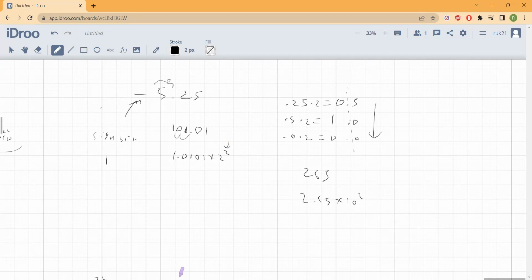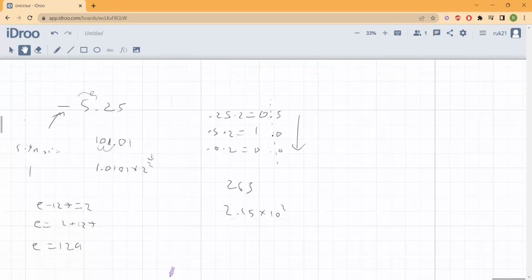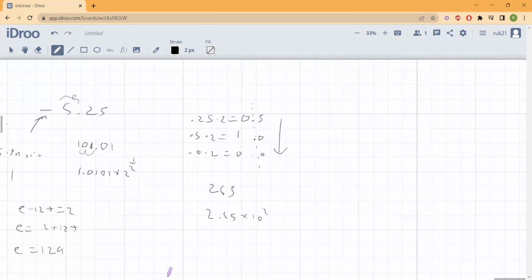So now what we see is we get our exponent over here. So it's 2. Now, if we remember from last time, the way we got our exponent was we did e minus 127 equals this number. So then we can find e using the same method. We're going to put 2 here, and then e is equal to 2 plus 127, which means e is equal to 129. So now we need to convert 129 into its binary form. So let's do that quickly.